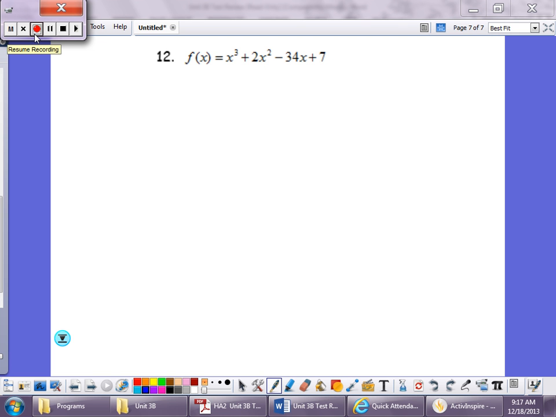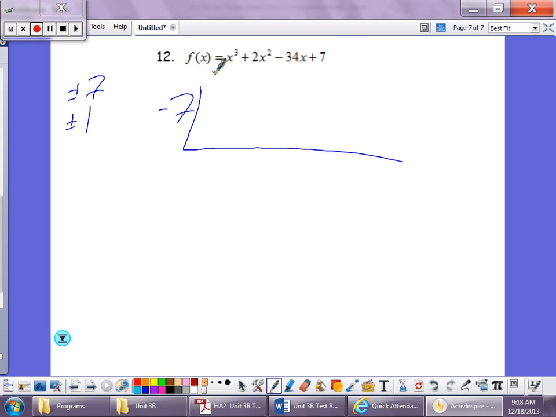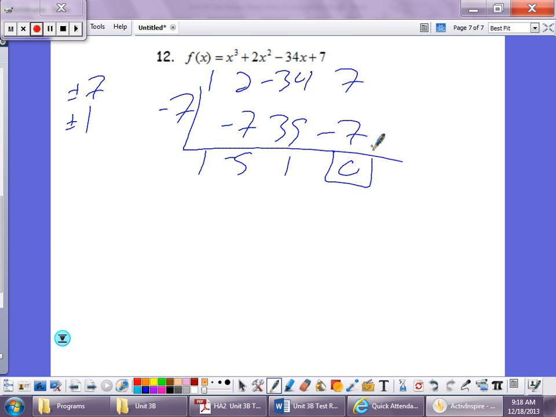Alright, so for 12, it asks you to use the rational zero theorem to solve for the zeros. So, again, I have 7. The only factors of 7 are 7 and 1, and negative 7 and negative 1. So we have plus or minus 7 and plus or minus 1. So I'm just going to try negative 7 at first because I think it's the answer. So bring down the 1, negative 7, negative 5, 35, 1, negative 7, 0. So it is, okay?